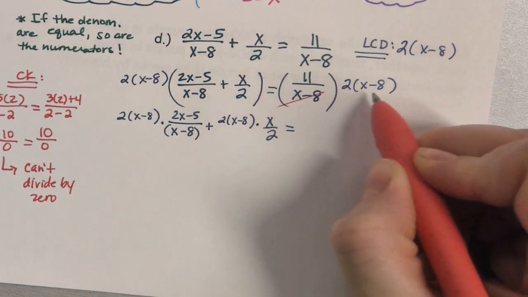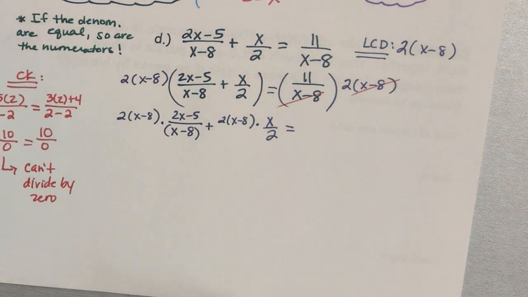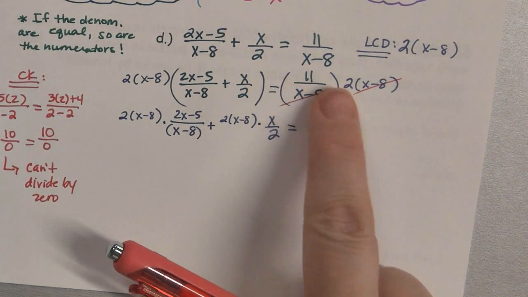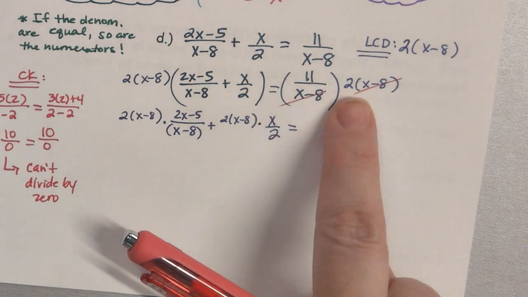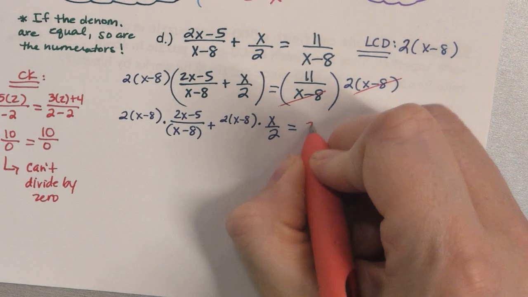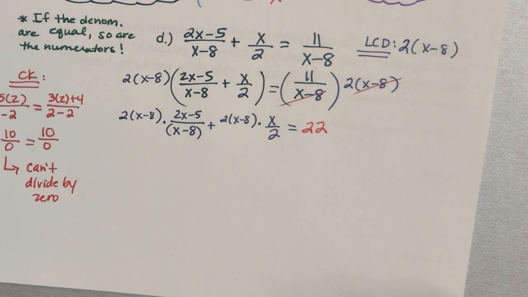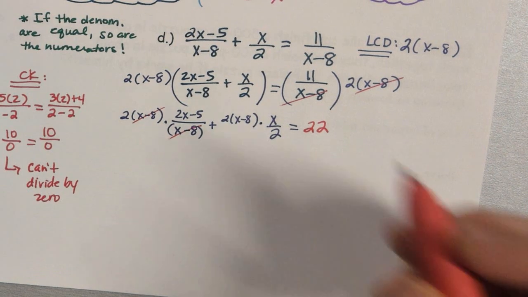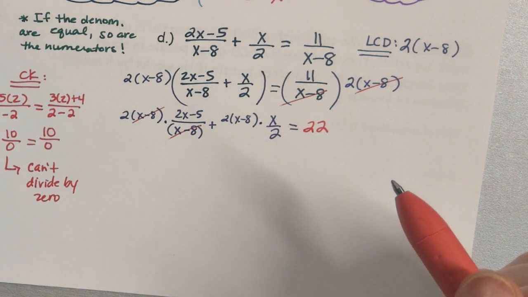And then on this side, let's cancel out those x minus 8s right away. And then look what you have left. So it's 2 and 11. So you have to multiply those together. 2 times 11, 22. Okay, and then here we're going to cancel those out. And then with this one, you can cancel out the 2's.